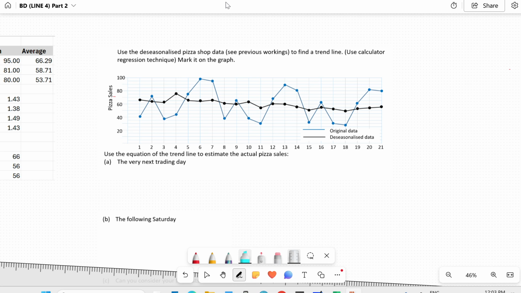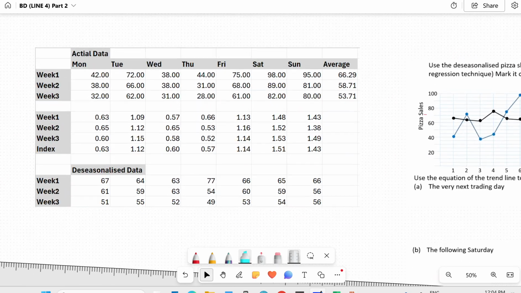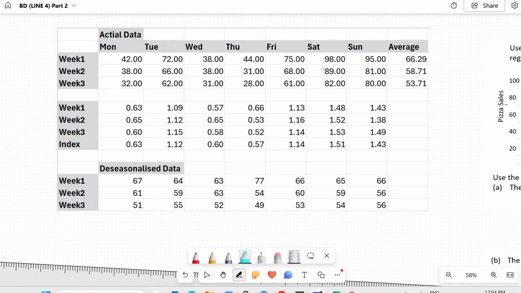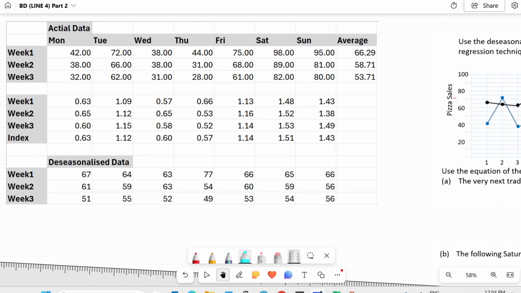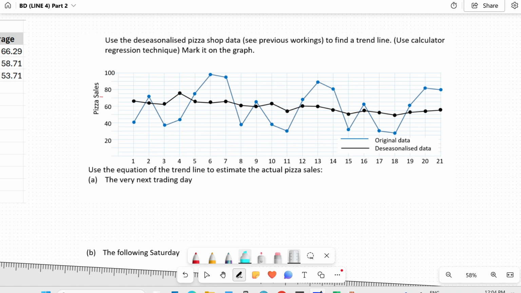Hi General Maths students. We're going to use the pizza shop data from earlier in the textbook to do some forecasting, so to make future predictions. This example was earlier in the textbook, and you should have gone through the process of deseasonalizing this data and have results similar to this, where we move from the actual data at the top here to the deseasonalized figures down below.